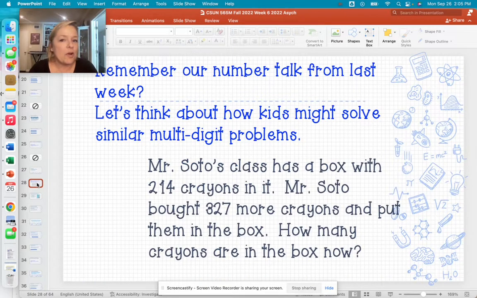So remember our number talk from last week? Let's think about how kids might solve similar multi-digit problems. Mr. Soto's class has a box with 214 crayons in it. Mr. Soto bought 327 more crayons and put them in the box. How many crayons are in the box now?